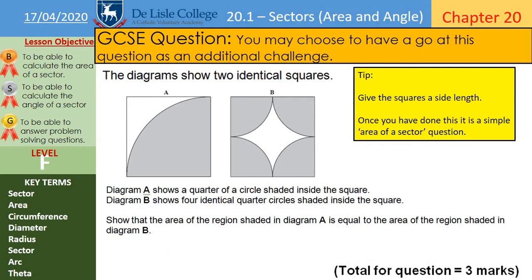Here is a GCSE exam question. This is very higher tier based on the foundation level work. It's a level 5 question. You may choose to have a go at this question as an additional challenge. You don't have to. But if you read through the problem carefully, there are some tips here to help you. And we have looked at some questions like this before when we were looking at area of a circle. So just think back to that.